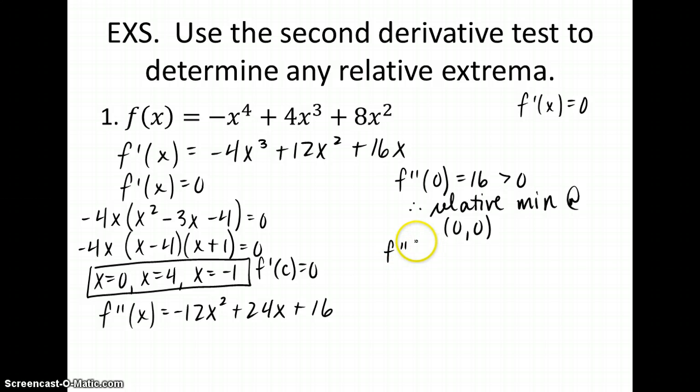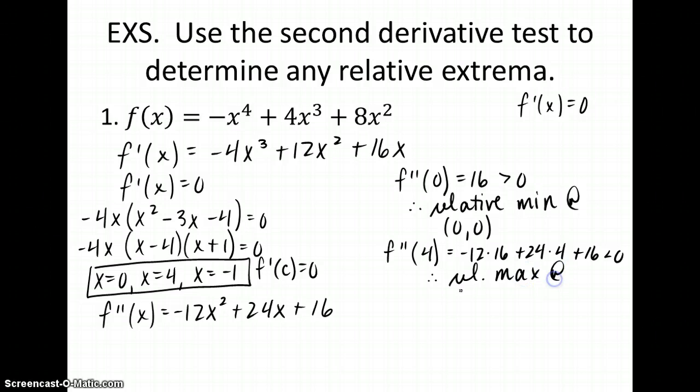The second derivative at positive 4: negative 12 times 16 plus 24 times 4 plus 16. This would give us a negative value, and therefore a relative max would occur at the point 4, comma, plugging 4 back into the function. You can verify that the y coordinate is 120.